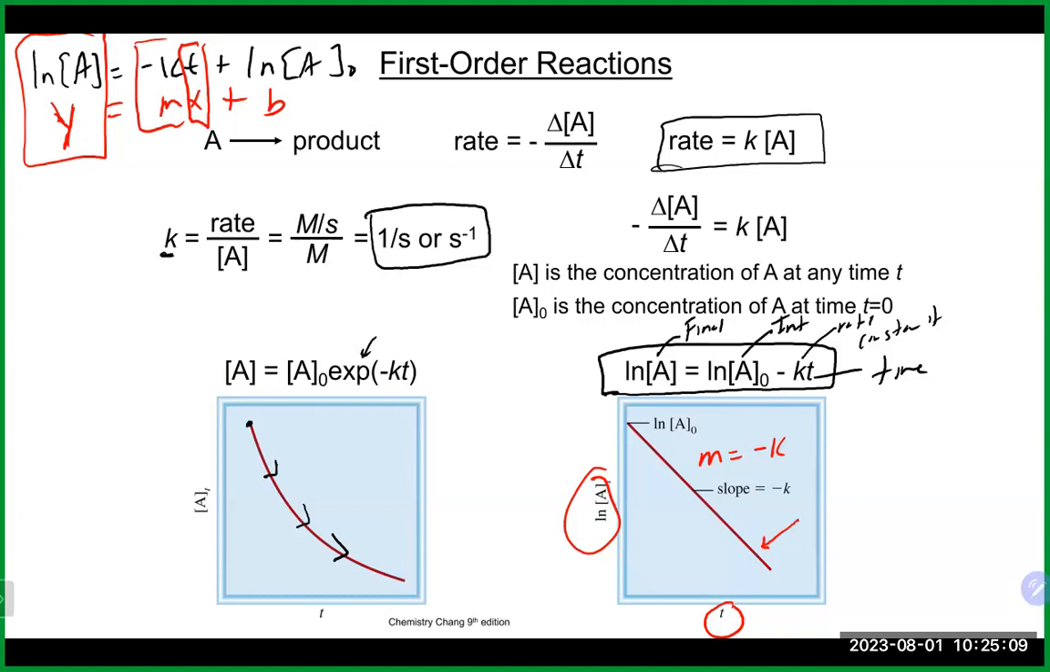There's also half-life, as we will see in a second here. For a first order reaction, the half-life is equal to the natural log of 2 divided by the rate constant, or 0.693 divided by K. The half-life is the time it takes for half of whatever you started with to go away, right? So if you started with 10, after the first half-life, you got 5. After the next half-life, you got 2.5, and so forth.